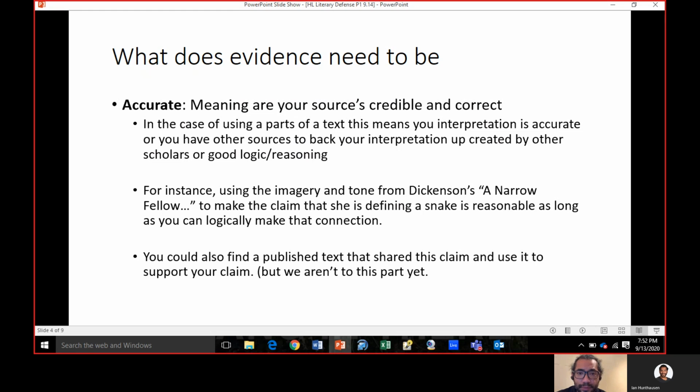If you're just trying to figure out, like we did in class, what do you think she's defining here? Well, we gave our opinion, then we had to find some proof, be able to explain why that proof supports the idea it's a snake.